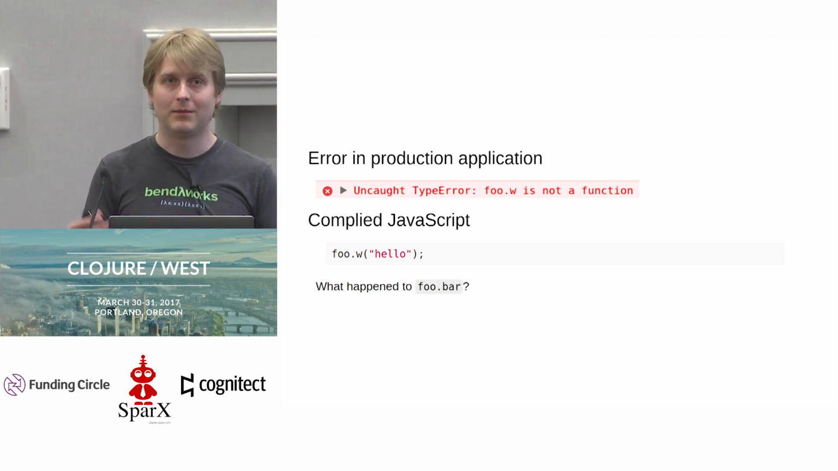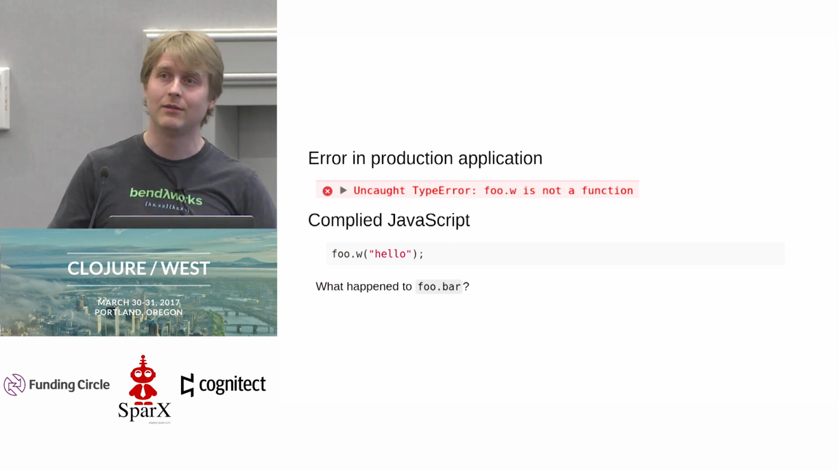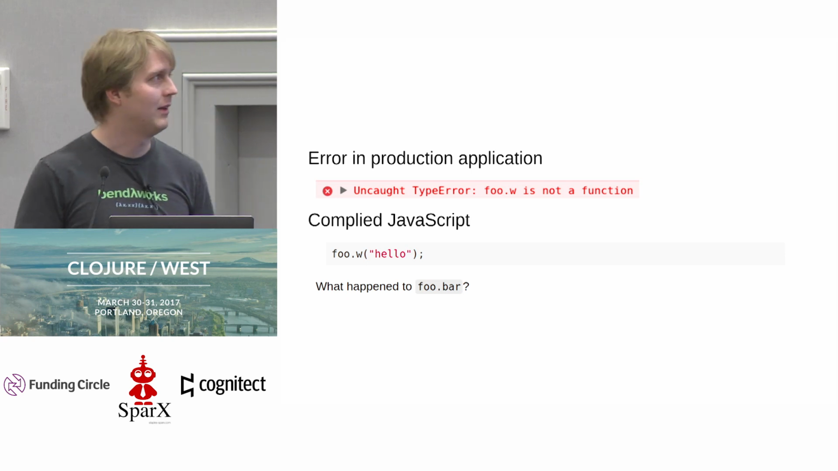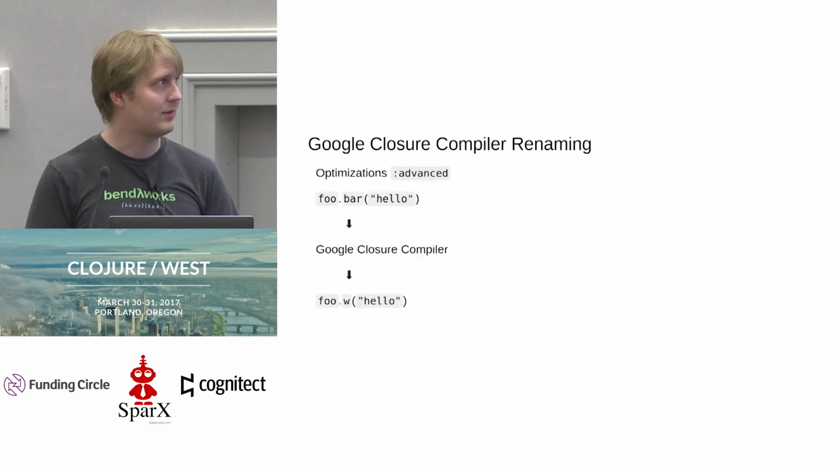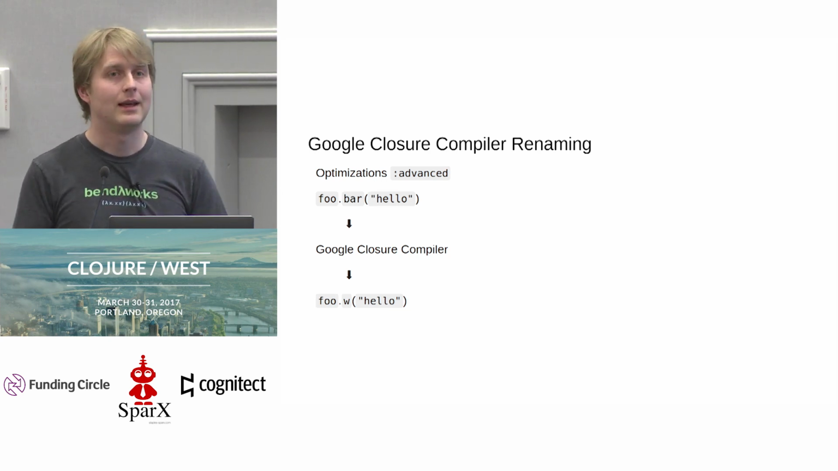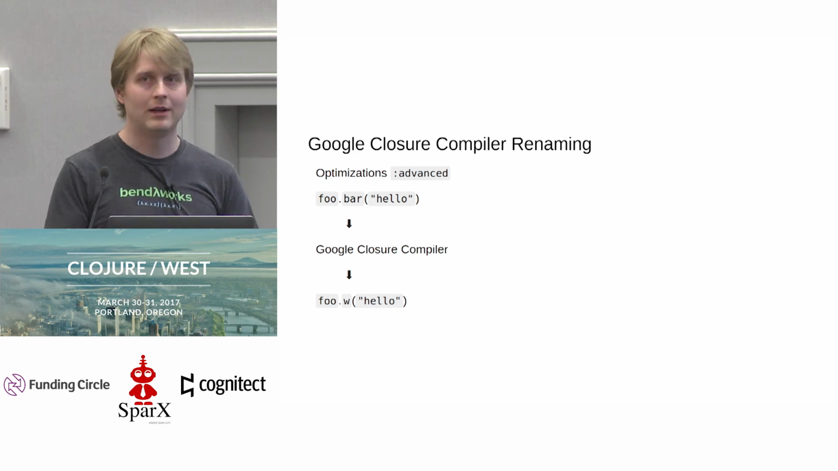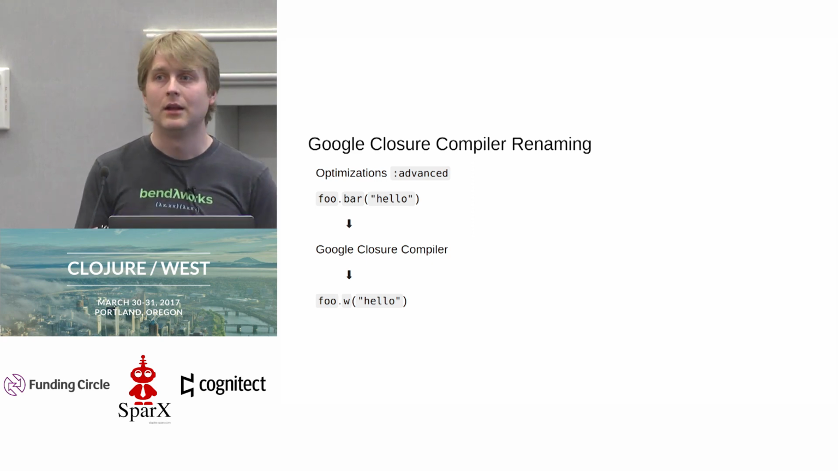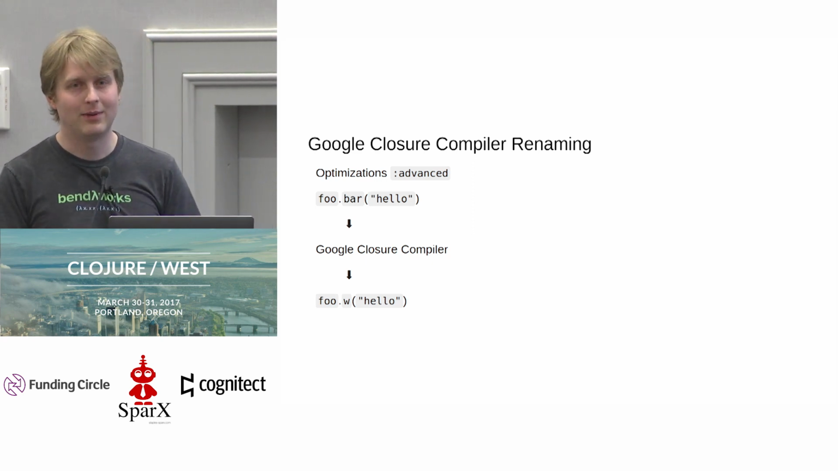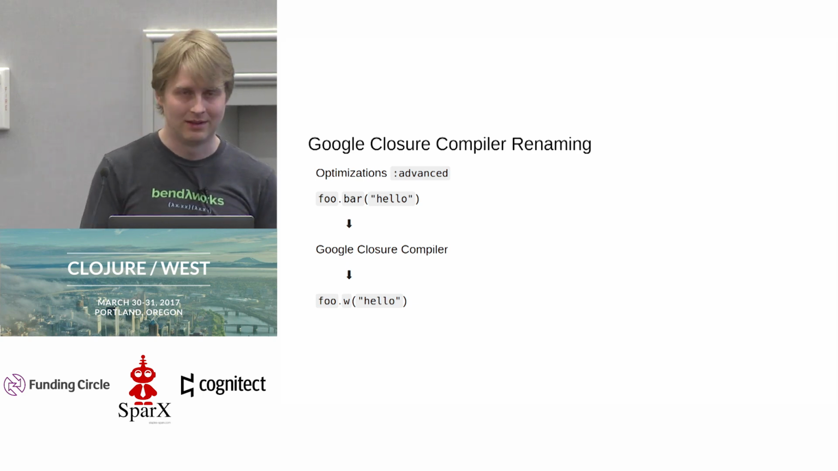And we look inside our compiled JavaScript, and we then see that it's just foo.w. And the question is, what happened to foo.bar that we called inside our ClojureScript? The answer is Google Closure renaming: in advanced optimizations, it will take the generated JavaScript of foo.bar and try to minimize that code size as much as possible, renaming foo.bar into foo.w.